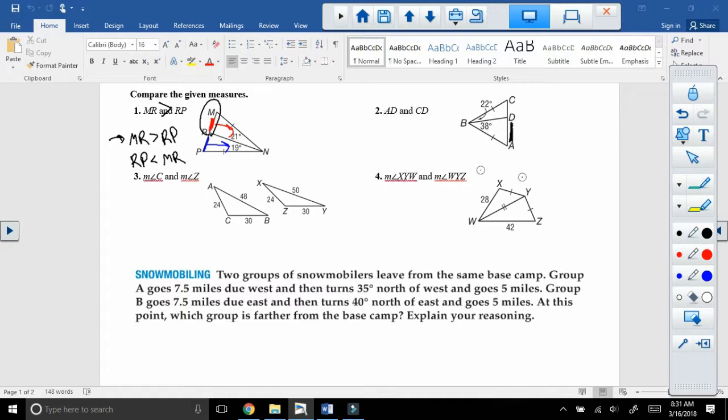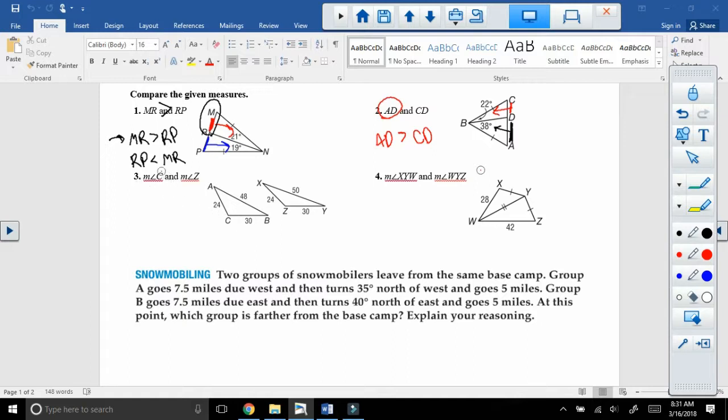Okay. For this one here, I want to compare AD. AD is opposite from which angle? The 38 degrees. And CD is opposite from which angle? The 22. So which one's going to be your larger side? The AD. So I can say that AD is greater than CD. And again, just comparing which one's which.